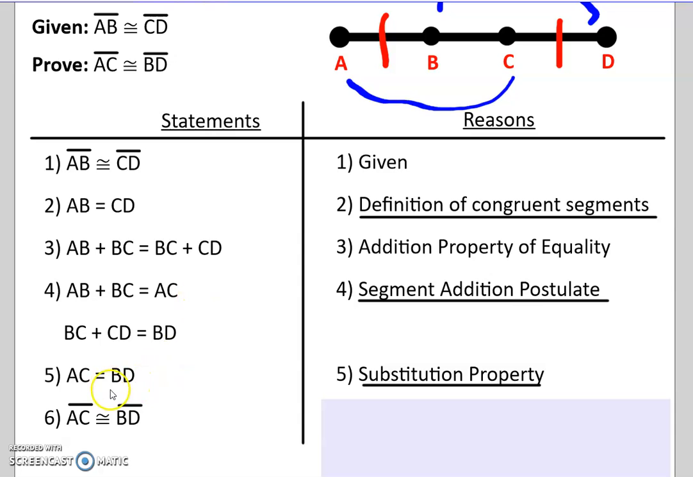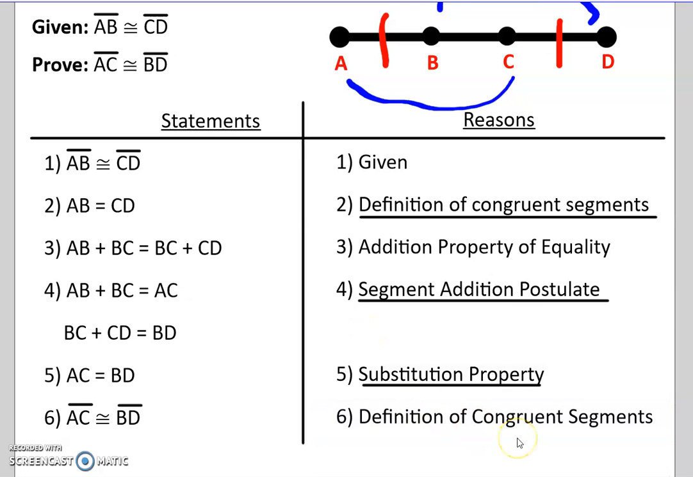Okay, and now we go backwards. As soon as we can say something's equal, then we can say that by the definition of congruent segments, they're congruent. Again, there's my proof of what I was trying to prove the whole time, using those statements, those reasons that we've been working with.